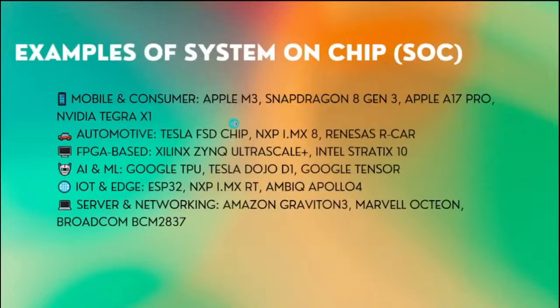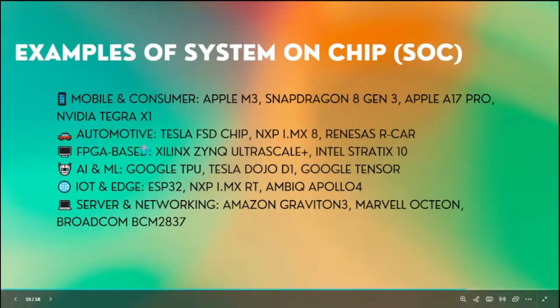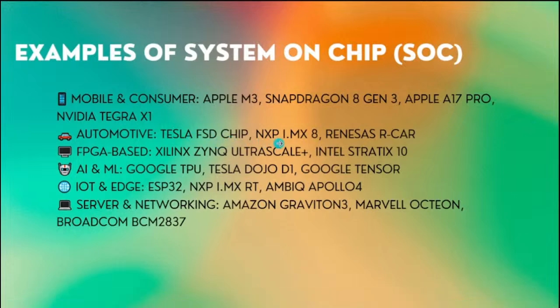In the coming master class, I will tell you what AMBA protocols are and how to write design code for the AMBA protocol. Examples of mobile phone SoCs are Apple M3, Snapdragon 8 Gen, Apple A17 Pro. NVIDIA Tegra X1 is a GPU. In the automotive industry, like Tesla, there is the FSD chip. These are the chips and SoCs we use in our day-to-day life for AI and ML purposes, like the Google TPU, Tesla Dojo D1. These are the SoCs we can commonly see in the market.